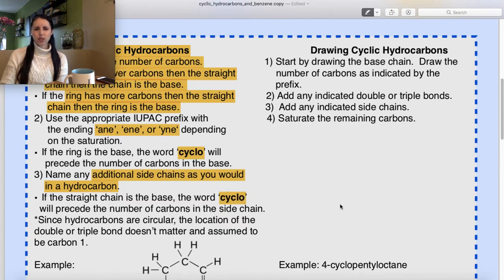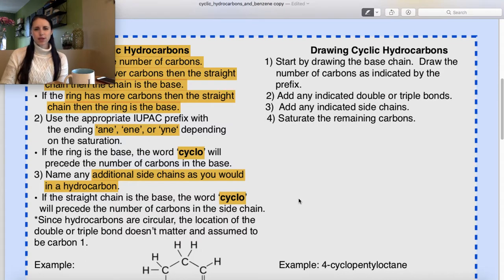If your ring structure is not your main chain, if your ring structure is a side chain, you're going to use that word cyclo still, and you're still going to use yl as an ending, as a suffix, to tell me it's a side chain. So for example, if you have a 3-carbon ring structure as a side chain, cyclopropyl. Cyclo meaning circular, prop meaning 3 carbons, and yl meaning that it's a side chain.